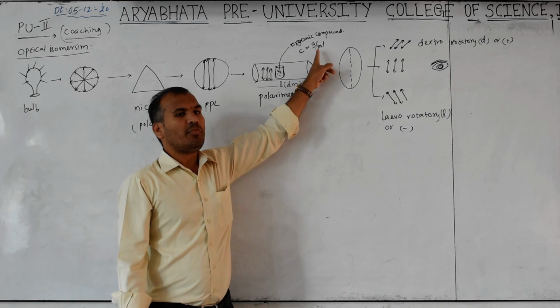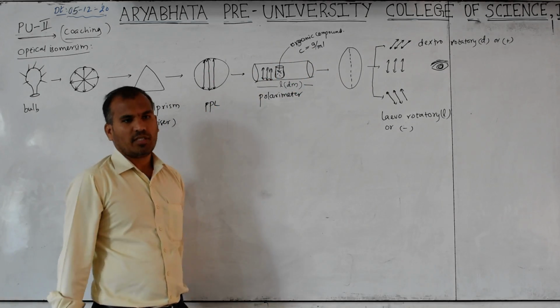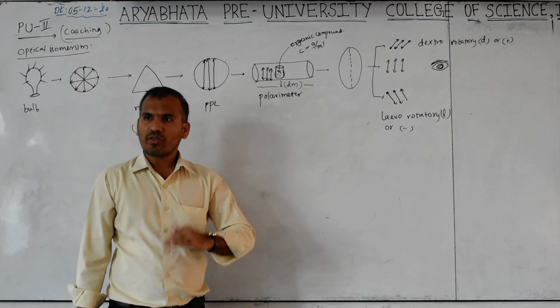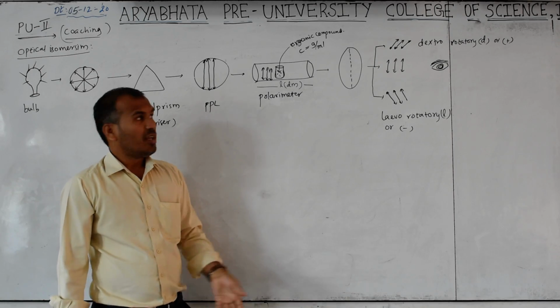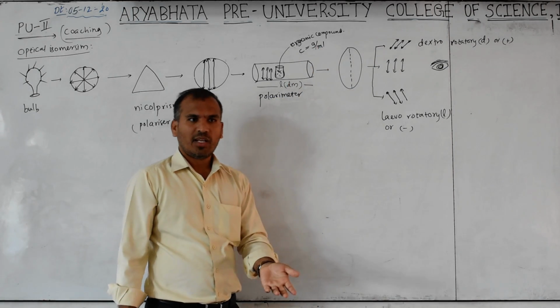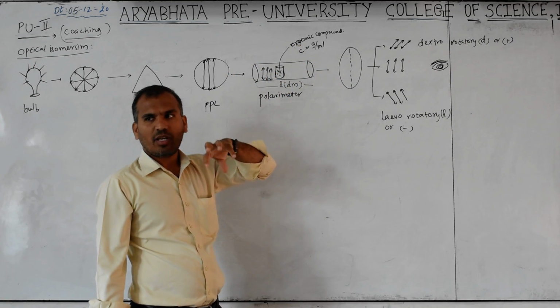You should keep in mind compulsorily: concentration in gram per milliliter, length in decimeter. If they give centimeter, you have to convert to decimeter. If they give meter, you have to convert into decimeter. If they give liter, you have to convert into milliliter. If they give kg, you have to convert into grams. You have to keep that in mind.